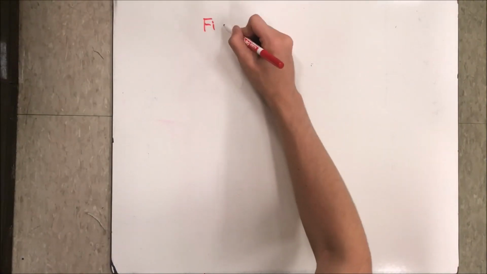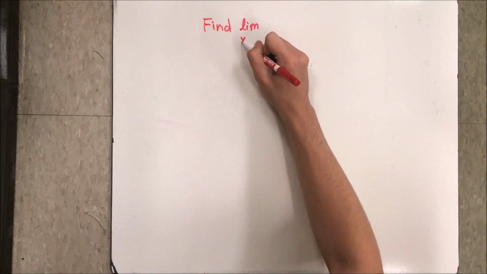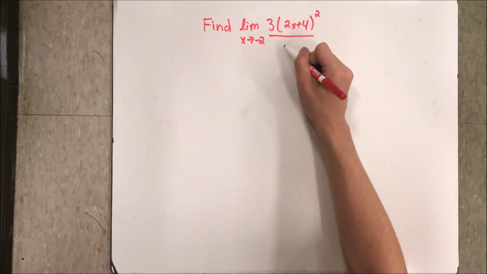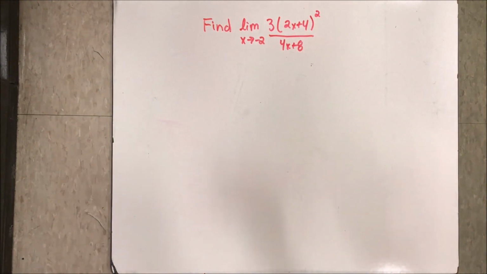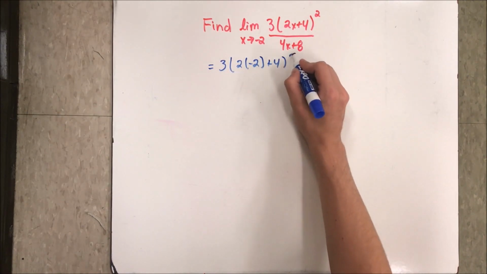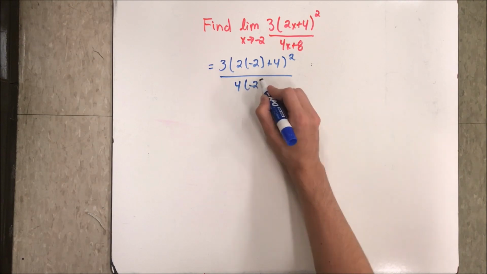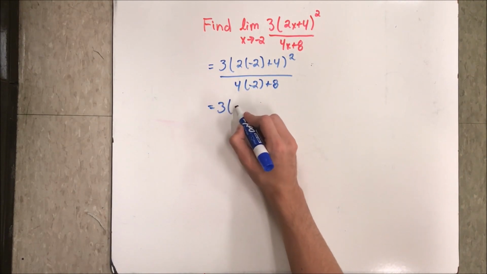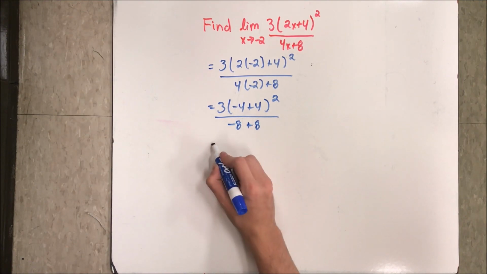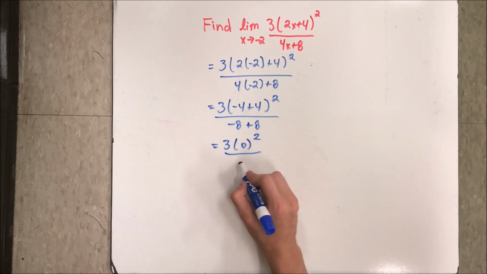In this last problem, we are going to find the limit as x approaches negative 2 of 3 times (2x plus 4) quantity squared all over 4x plus 8. If we were to directly substitute negative 2 into the function, the limit would result in 0 over 0, which is undefined and an indeterminate form. Therefore, we must expand the function to find the limit correctly.